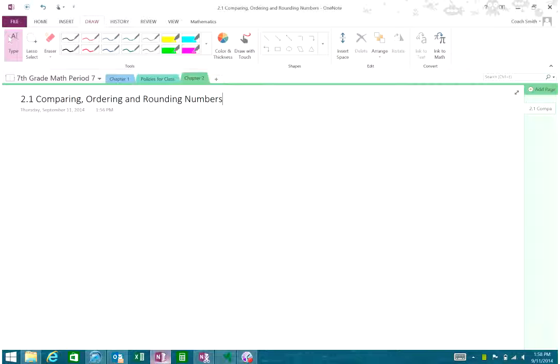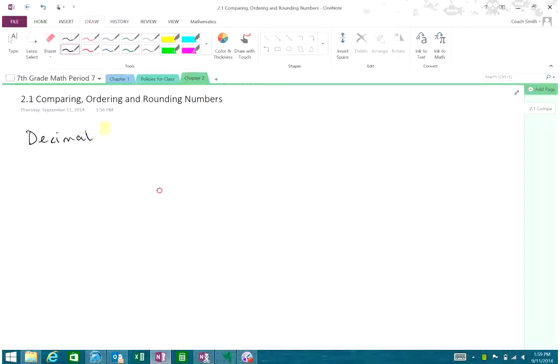All right, today we're going to talk about comparing, ordering, and rounding numbers. Now, the numbers that we're talking about are really decimal numbers. You'll have a few whole numbers that you're comparing, but most of them will be decimal numbers. Let's remind ourselves what the decimal place values are.